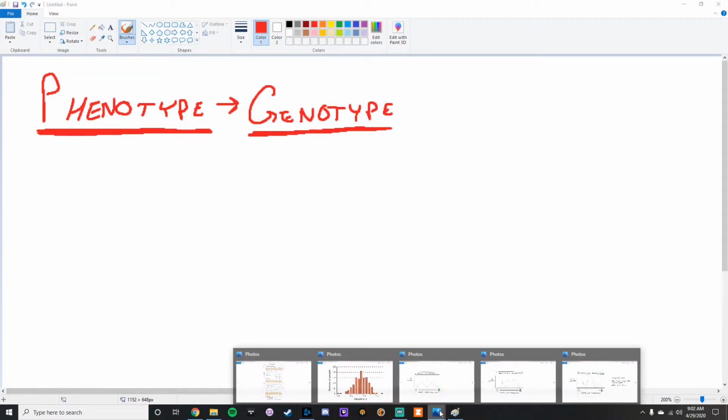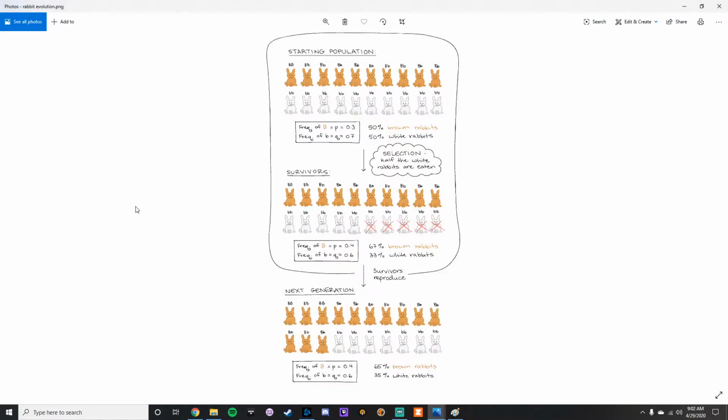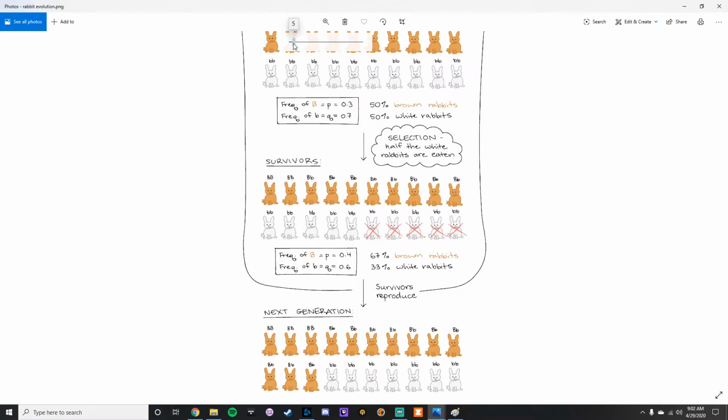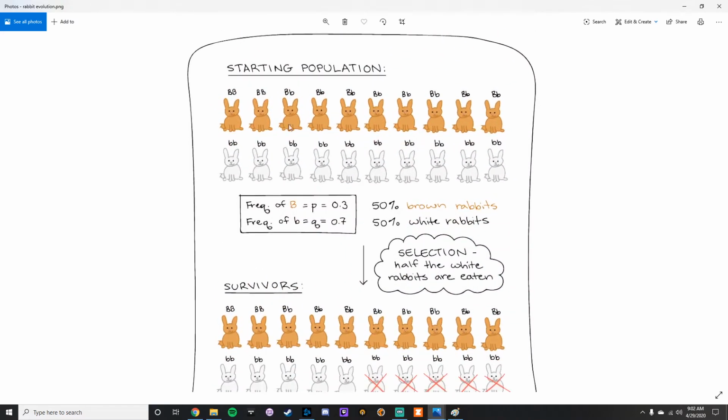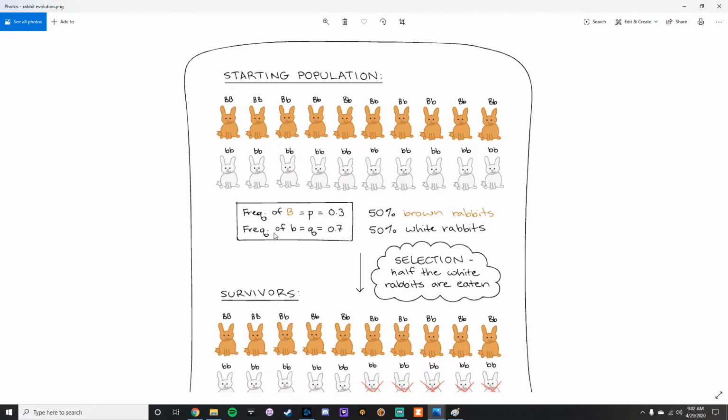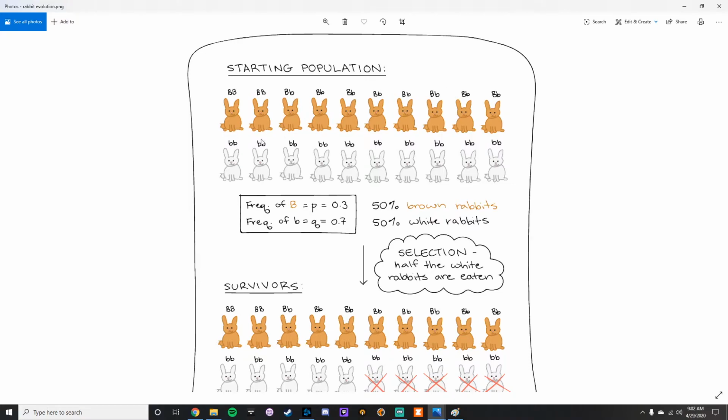So let's look at this rabbit population. Let's imagine we have some brown rabbits and some white rabbits, and brown is the dominant allele and white is the recessive allele. A predator like a hawk can see the white rabbits more easily than the brown rabbits against, let's say, the backdrop of a grassy field. So the brown rabbits are most likely to survive. We have our starting population, 50-50.